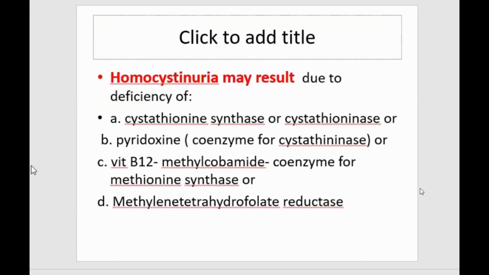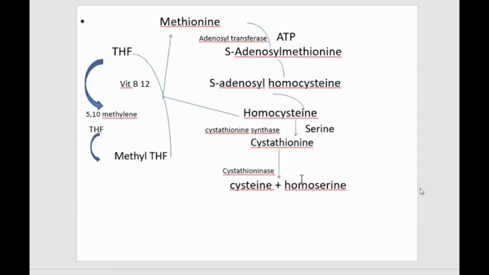Homocystinuria. It may result from deficiency of either cystathionine synthase or cystathioninase, or pyridoxine, which is required as a coenzyme for cystathioninase and even for cystathionine synthase, or vitamin B12, methylcobalamin, for methionine synthase, or methylene tetrahydrofolate reductase. Deficiency of any of them can cause homocystinuria. In methionine metabolism, methionine is first converted to S-adenosyl methionine in the presence of ATP. The adenosyl group is taken from ATP. S-adenosyl methionine is the active methyl donor. It gives away its methyl group to form S-adenosyl homocysteine. Then the adenosyl group is removed.